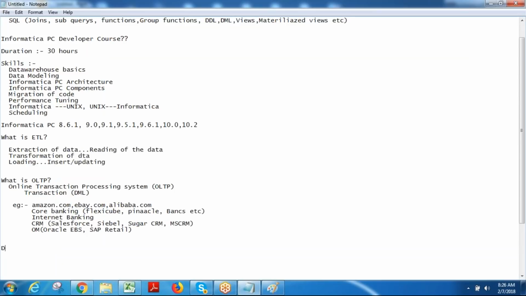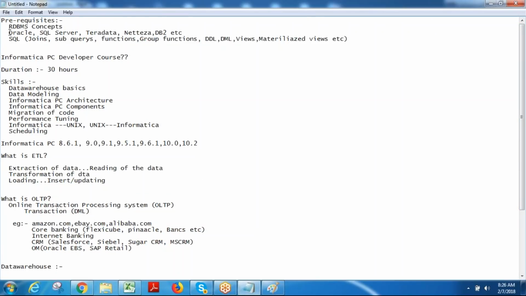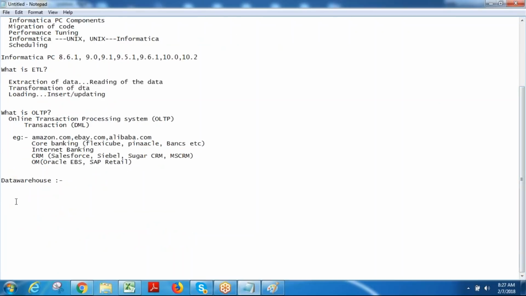See, as the name indicates, a data warehouse is nothing but where we are storing the data. That is called a data warehouse. To store the data, as I said, we may use any database. Even to build a data warehouse, you can use any database. I can choose Oracle as my data warehouse, or SQL Server, or Netezza. Any database can act as a data warehouse.